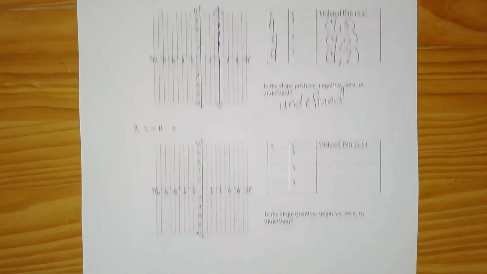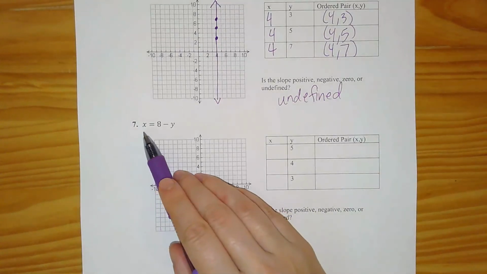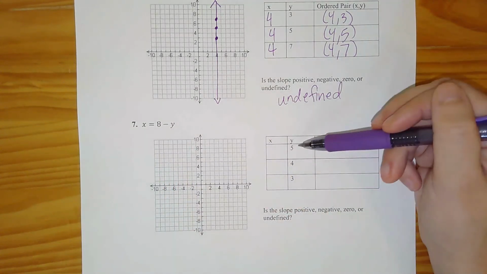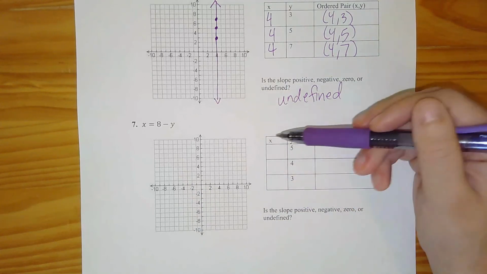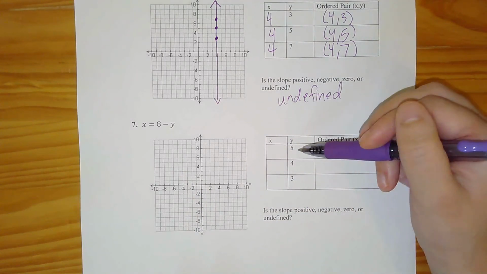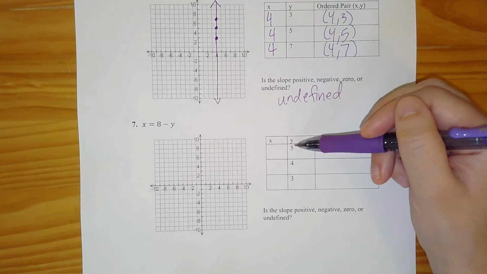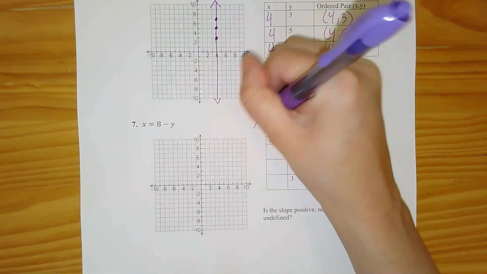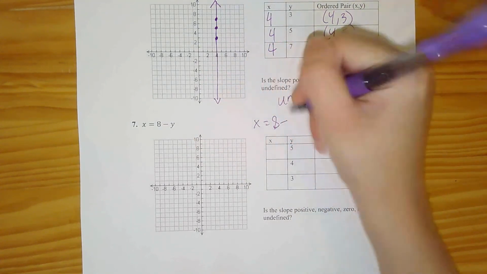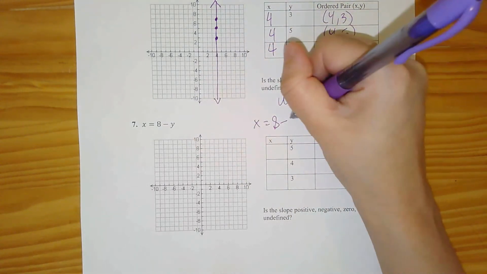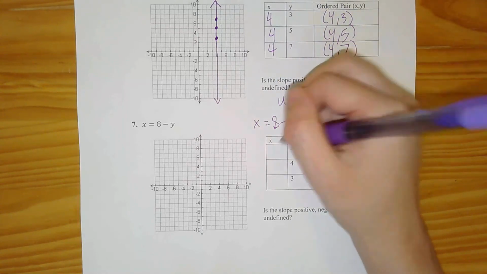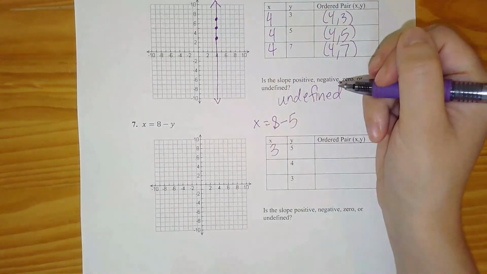Alright, last one I have for you is a little different because it's x equals instead of y equals. So I have x equals 8 minus y for my equation. So I'm giving you y's, 5, 4, and 3, and we need to find the x's. So for each one, it's the same idea as what we've been doing before. We're going to substitute those y values in. So I'll have x equals 8 minus y. Well, let's try if y is 5. X equals 8 minus 5. 8 minus 5 is 3, so my x value is 3.